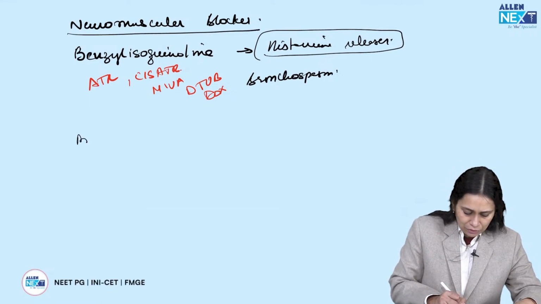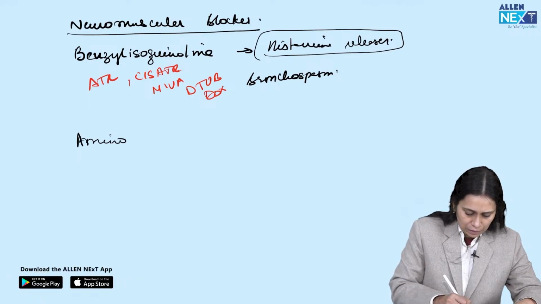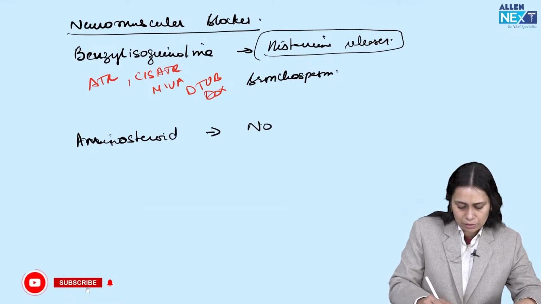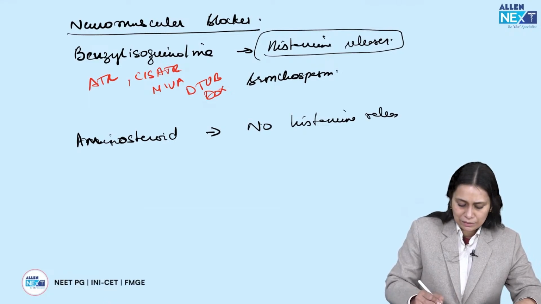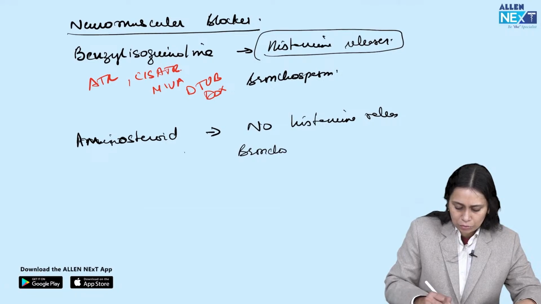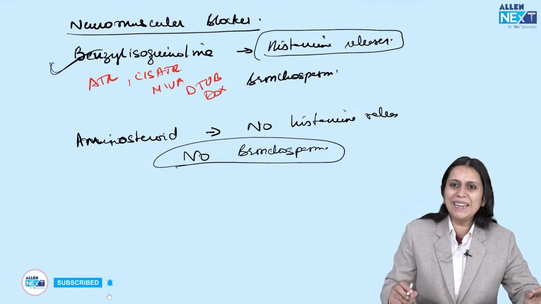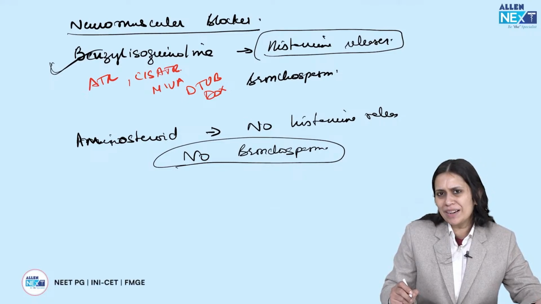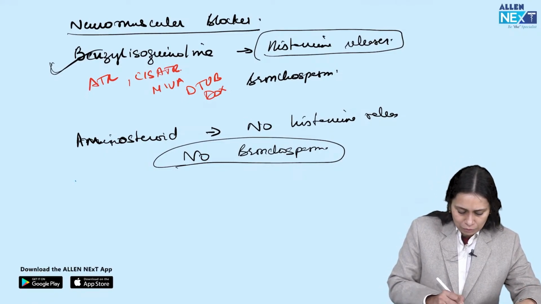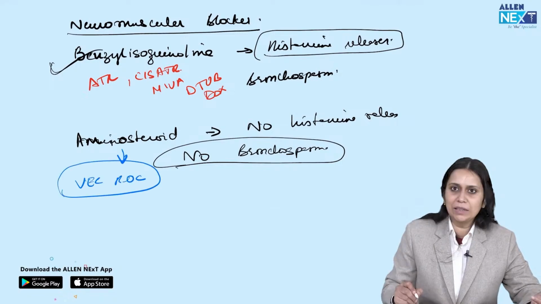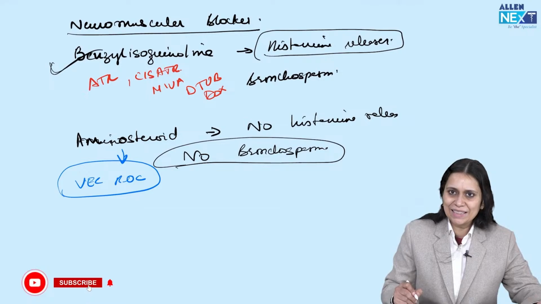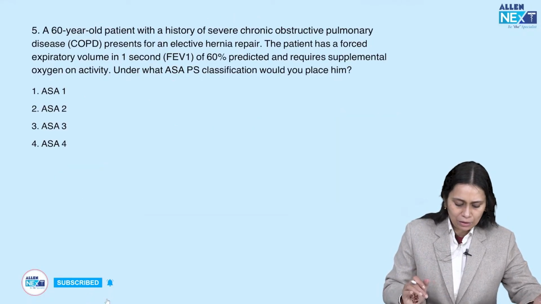And aminosteroids, okay? Aminosteroids, no histamine releaser, okay? So no bronchospasm. Does not cause bronchodilation, but no bronchospasm. Remember this, okay? So in bronchial asthma, the benzylisoquinoline neuromuscular blockers should be avoided. So what neuromuscular blocker can we use in bronchial asthma? Vecuronium, rocuronium. So vecuronium, rocuronium, these are the good neuromuscular blockers we can use in bronchial asthma. So keep this in mind, okay? Now coming on to the next question.